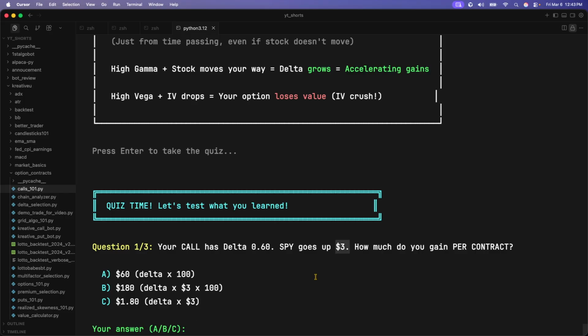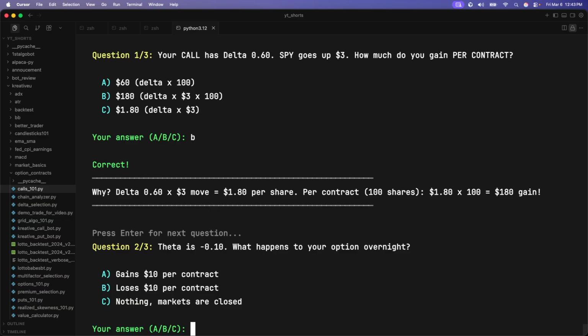1.8 times 100 is $180. How much do we gain per contract? Okay, so it's saying per contract. It's 100 times the delta times the move. How much did we gain per contract? So it is going to be the B. Beautiful. I just overthought myself. When you know the answer, just answer it.